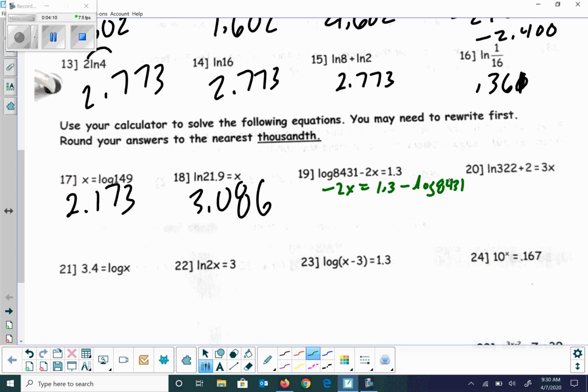So 1.3 minus log 8431, and then divide that answer by the negative 2. So x equals 1.313. This one, I'm going to go natural log of 322, put that in parentheses, and then add 2 to that. And then divide it by 3.